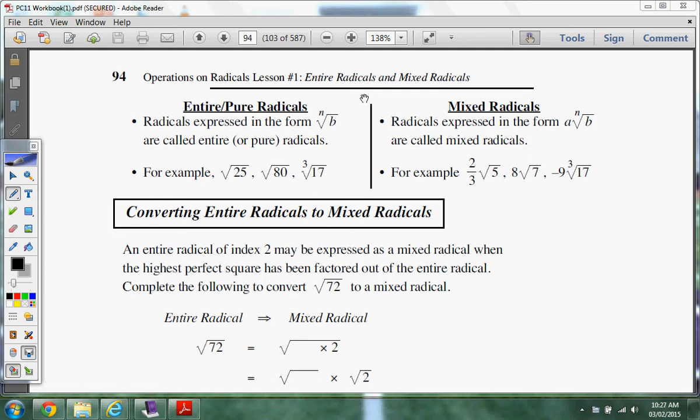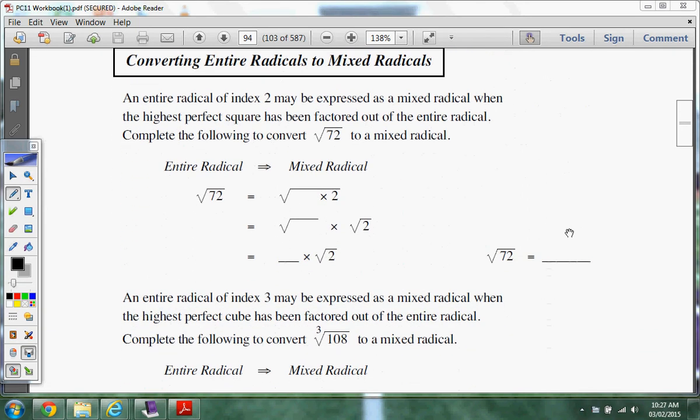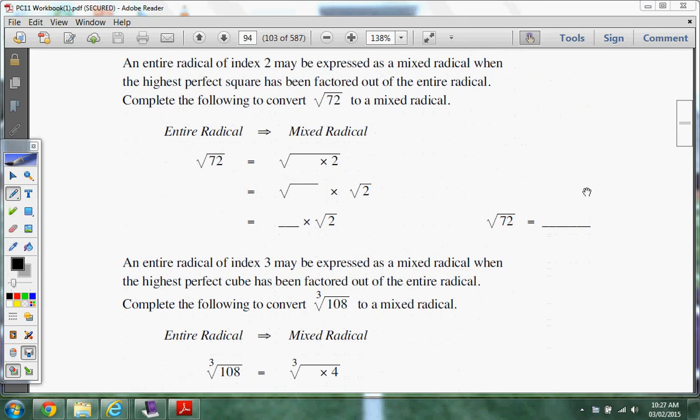Your mixed radical is kind of like a mixed number. It's got your whole number outside with something left inside. Like a mixed number, you have the whole number with a fraction, right? So kind of the same relationship there. Any questions on those two? Because now we're going to work on converting them.